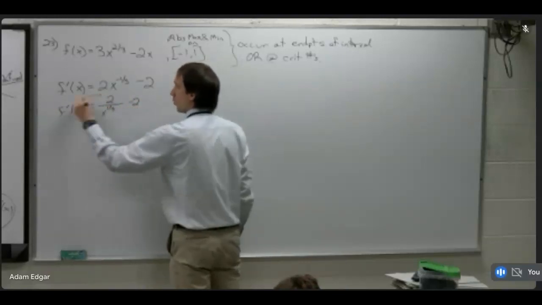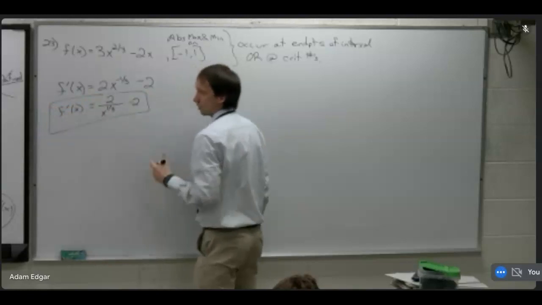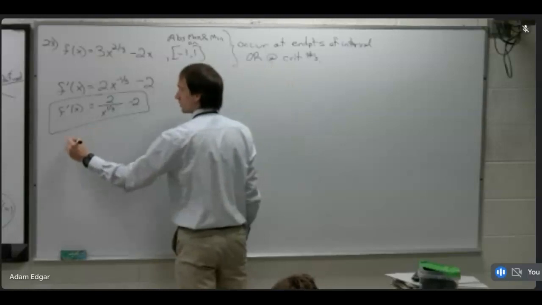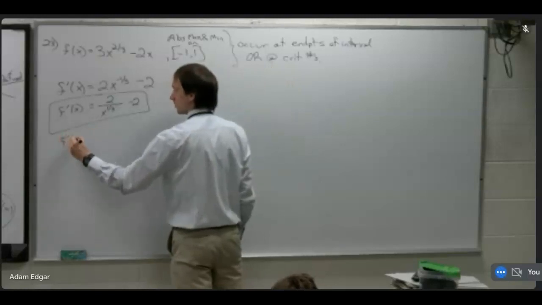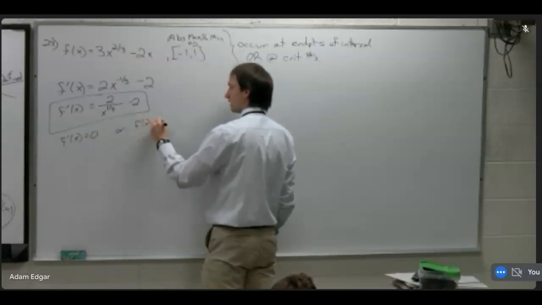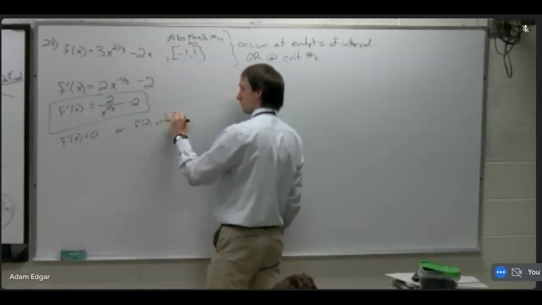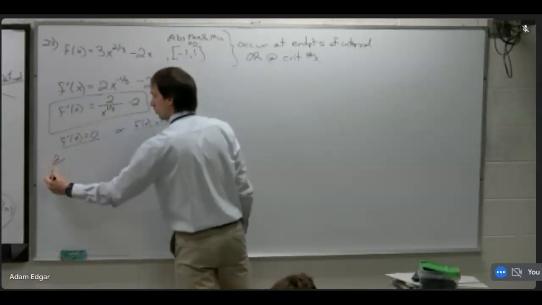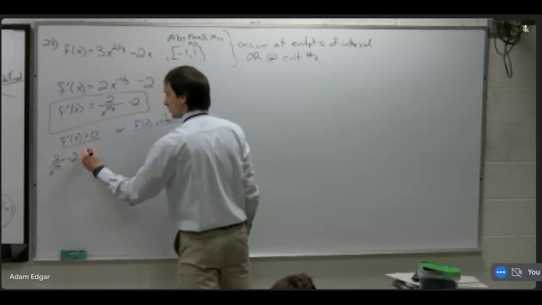Once we've got our derivative, what do we do with it? Equal it to 0. So critical numbers are when the derivative equals 0 or when the derivative is undefined. So set the derivative equal to 0, 2 over cube root of x minus 2 equals 0. How do we solve that?